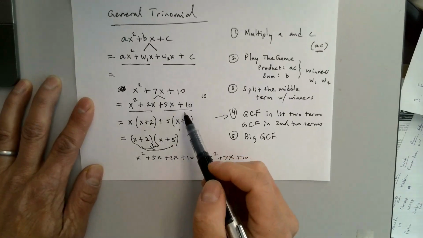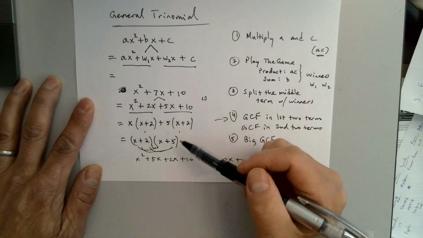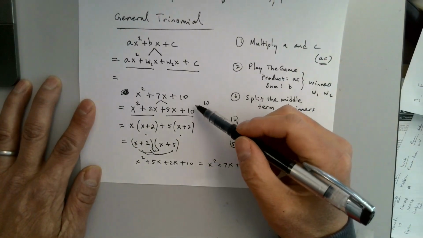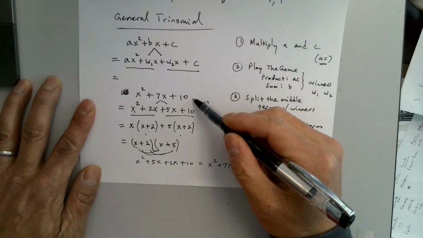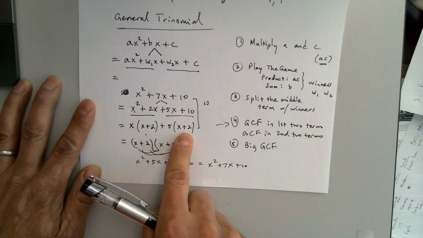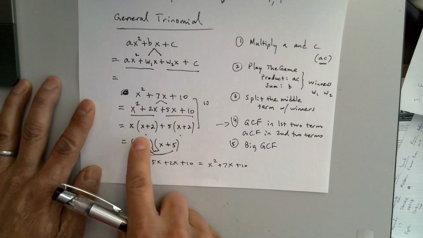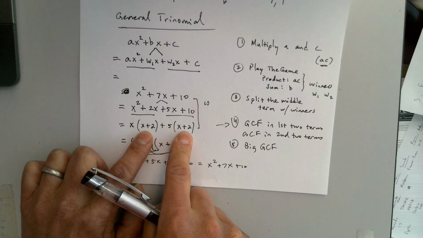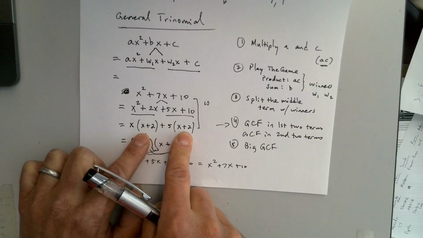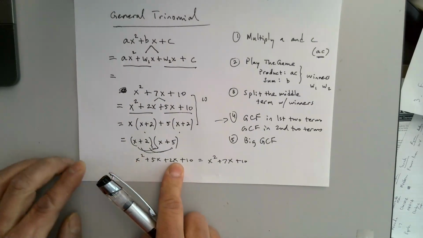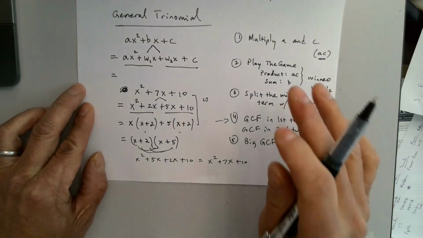Now, if you make a mistake along the way, this process actually self-corrects, because if you do something wrong somewhere in here, then that big GCF will never appear. You'll get two different binomials as leftovers, and you won't have a big GCF. And that'll tell you that you did something wrong. Okay, so that self-corrects. All right, let's try this one more time.